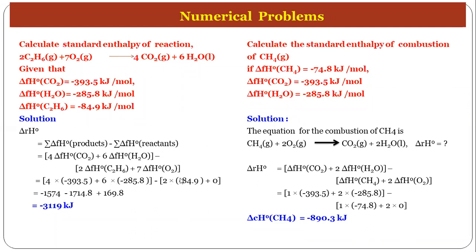So by doing the mathematical calculations, we will get this value, minus 3119 kilojoule. This value is the standard enthalpy of the reaction. So it is just an addition, we only have to put the values. So this is a 2 marks numerical and this is a 3 marks numerical. Calculate the standard enthalpy of combustion here. Combustion is asked of CH4.